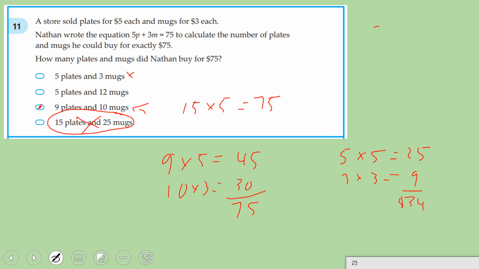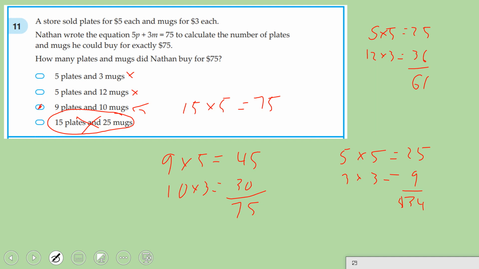And the second one, 5 times 5 equals 25. And 12 times 3 gets 36. And you add them up, they only get 61. So it's not that one either. So yeah, that's the way that you can work this one out. You've only got one equation and you've got 2 unknowns, which means you can't really solve it. It's just trial and error.